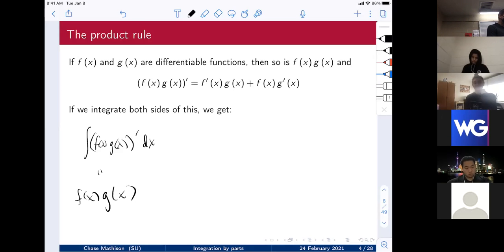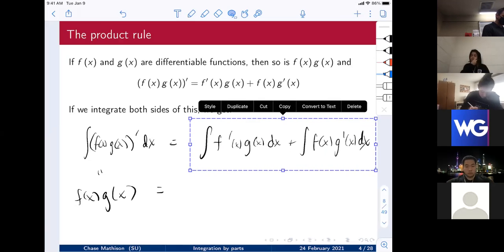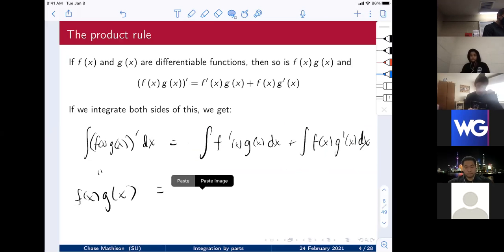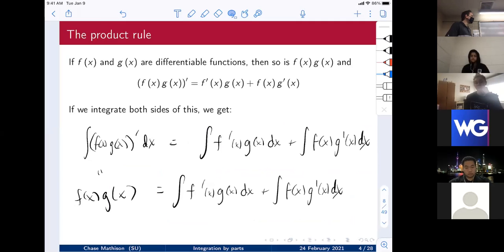Okay, on the right-hand side, when I take an integral, this one, I don't really get anything I can simplify at all. But this is the main idea behind integration by parts. So we get f of x times g of x is equal to the integral of, well, I'll just copy and paste this instead of writing everything out again. Copy, paste. My writing is so consistent.